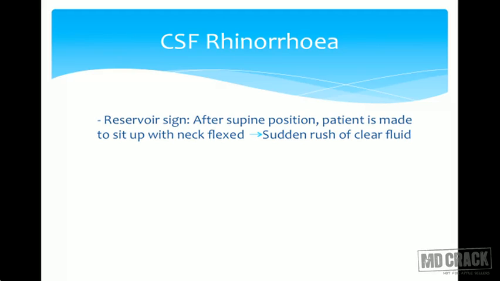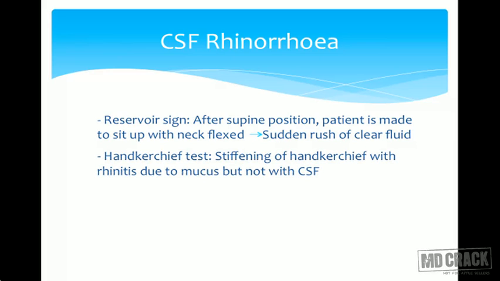So there is one sign, the reservoir sign. Now a similar sign we saw in acute mastoiditis. This is a different sign, though the name is the same. After supine position, if the patient is made to sit up and the neck flexed, there is a sudden rush of clear fluid from the nose. This confirms that the patient might be having CSF rhinorrhea.